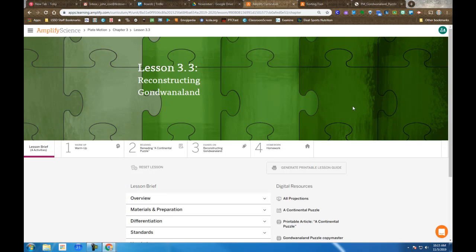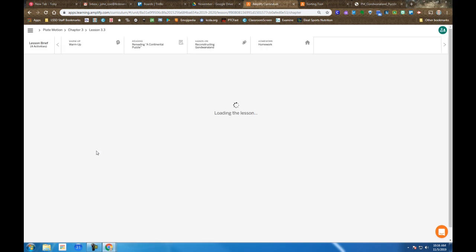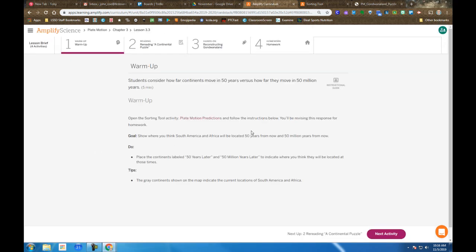Amplify Science Plate Motion Unit, Chapter 3, Lesson 3.3: Reconstructing Gondwana Land. We begin in the warm-up. And in the warm-up, you are asked to take a look at plates and consider their change over time.